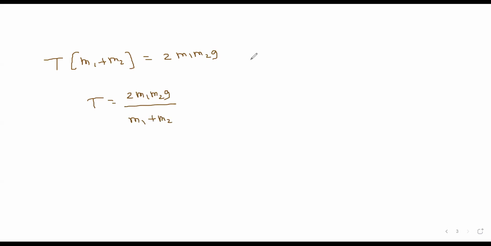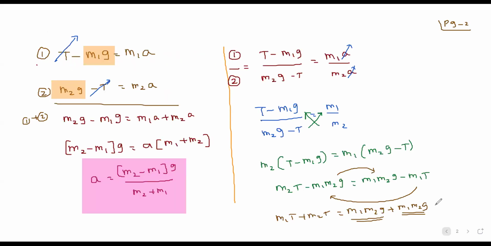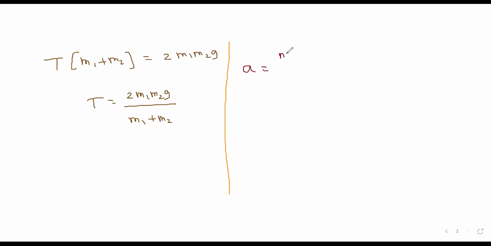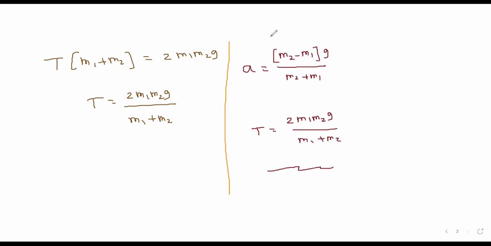So, in the pulley problem, we have two things. One is called acceleration. So, what is the acceleration value? M2 minus M1 into G by M2 plus M1. And T is equal to what? 2 M1M2G by M1 plus M2. So, note this, we do sums based on this.